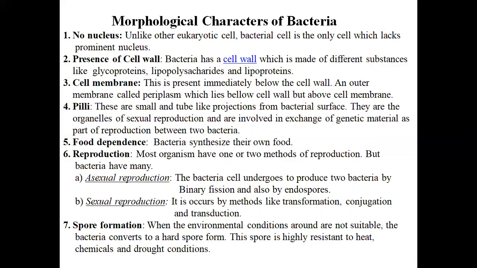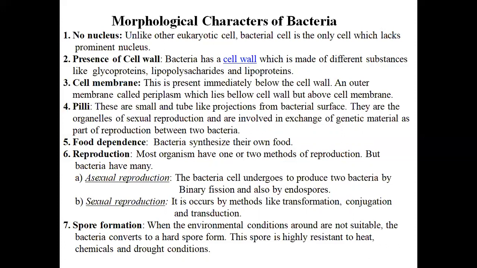In asexual reproduction, the bacterial cell undergoes binary fission to produce two bacteria, and also forms endospores. This is asexual reproduction. One septation develops in the adult bacterium, and the genetic material separates into two daughter cells. This is the method of binary fission, and the other is the formation of endospores. These are the two methods of asexual reproduction in bacteria.